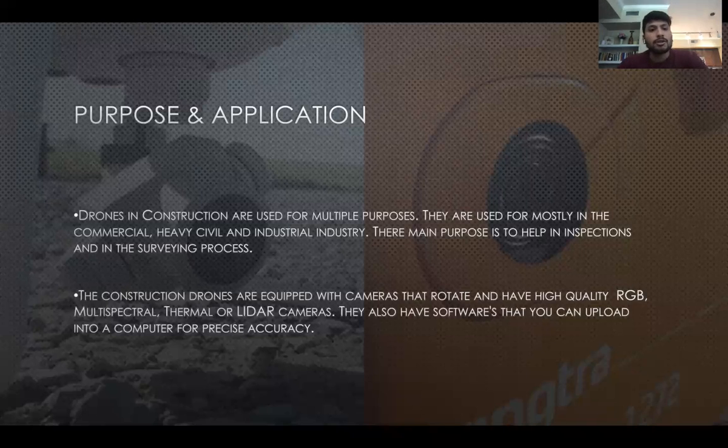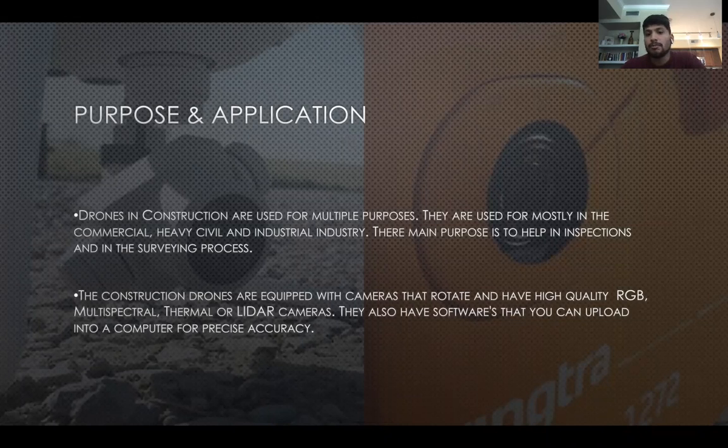Purpose and application. Drones in construction are used for multiple purposes. They are used mostly in the commercial, heavy civil, and industrial industries. Their main purpose is to help in inspections and in the surveying process. The construction drones are equipped with cameras that rotate and have high quality RGB, multispectral, thermal, or LiDAR cameras. They also have software that you can upload into the computer for precise accuracy.